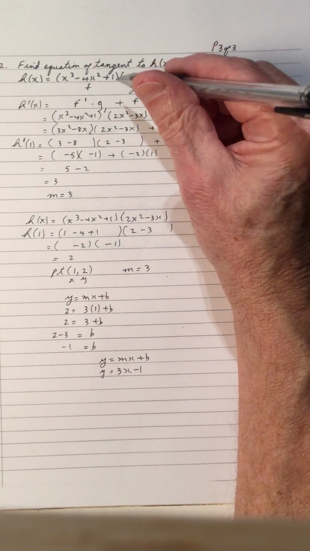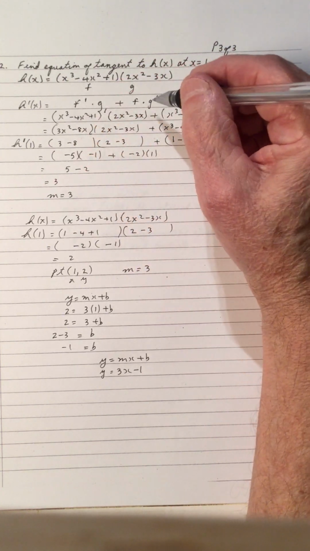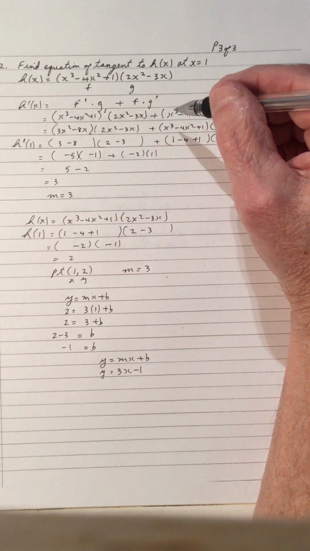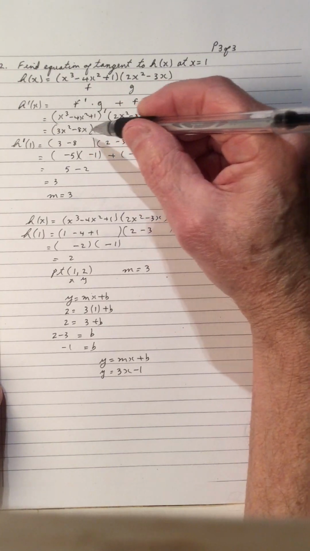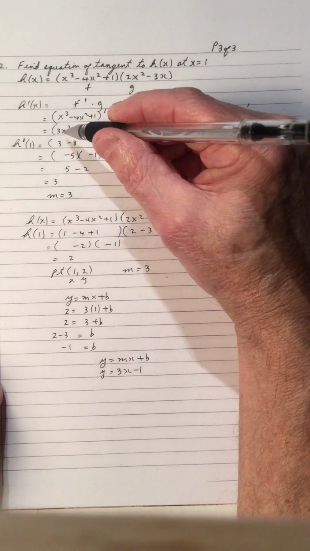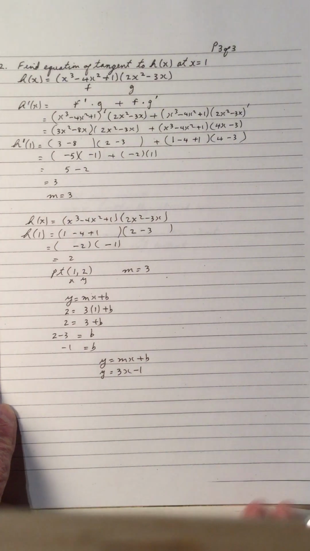So again, I'm using the derivative, which is the slope of the tangent, but I'm using the product rule, and I made it easier by plugging the 1 in. So I didn't have to multiply all this out and simplify it. I just had to put the 1 in to get what the slope of the tangent is. A quick way of doing it.